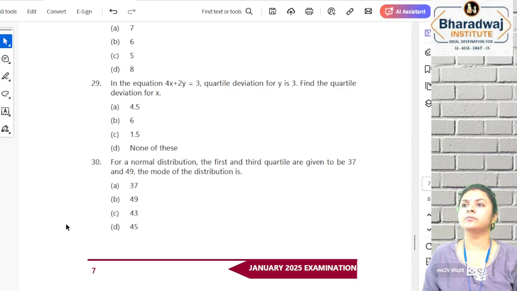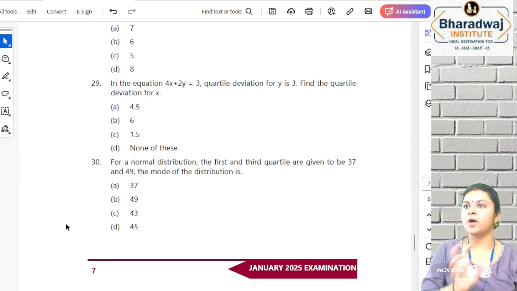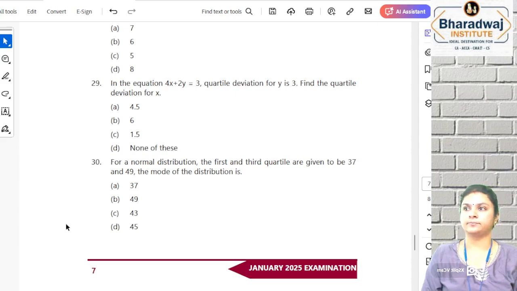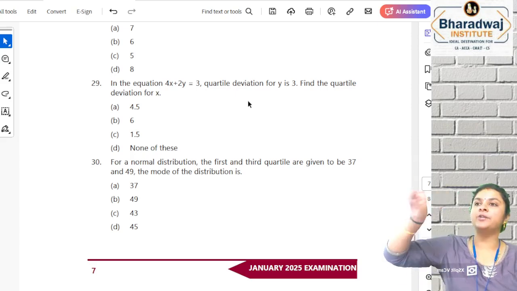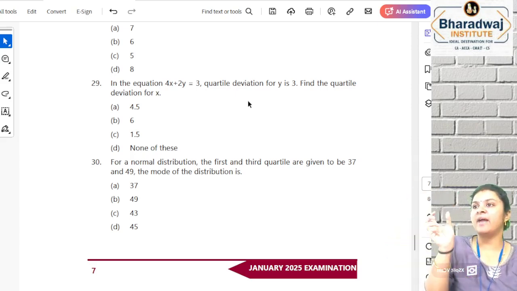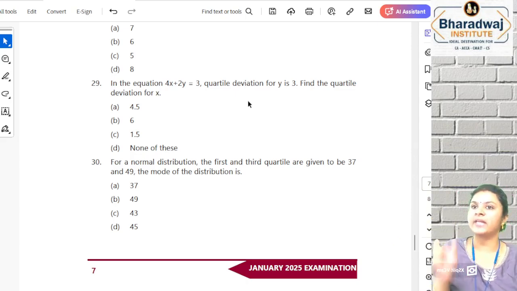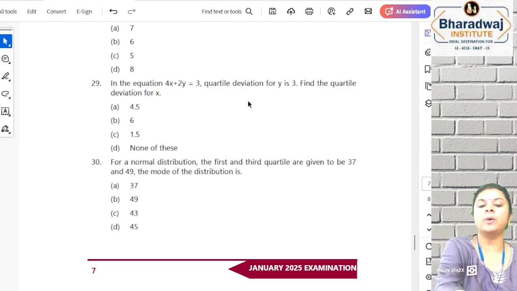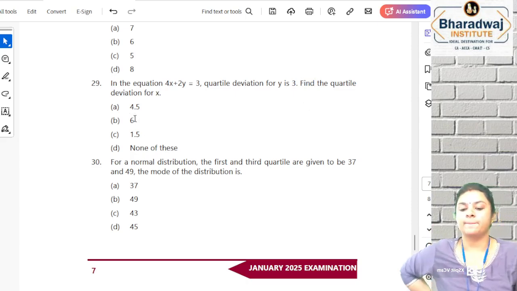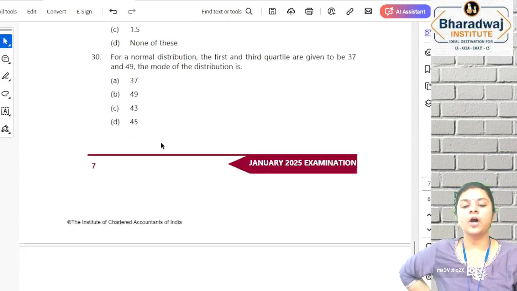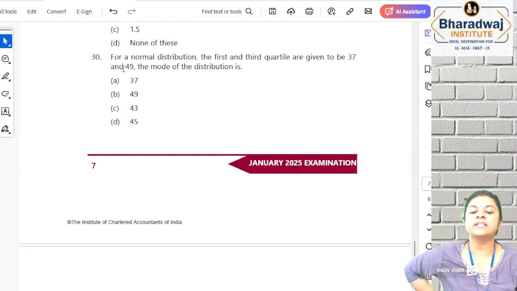The equation is y is equal to a plus bx. We are going to ignore a and take y is equal to modulus of b into x. 6. So the equation will be 2y is equal to 3 minus 4x, or y is equal to 3 by 2 minus 4 by 2 x. So the b value is minus 4 by 2. Taking the modulus, we take 4 by 2. So 4 by 2 into quartile deviation of y, which is 3. Therefore, you get 4 by 2 into 3. Answer is 6. 30th. For a normal distribution, first and third quartile are given as 37 and 49.